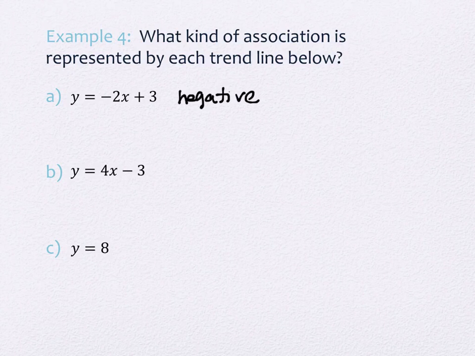How about on B? It's a positive association. C's a little bit funny. What about C? Yeah, there is none. There is no association. So you can say none or no association, something like that, because the slope is actually 0. It's horizontal. Yeah, it's a horizontal line.